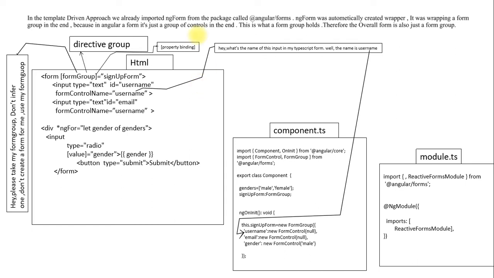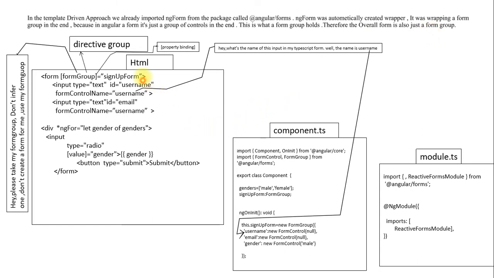Here is some writing: we already imported NgForm from the package called Angular forms. NgForm was automatically created and it was wrapping a FormGroup in the end. This NgForm was also doing the same thing that we are doing here. That's what is saying that in Angular every form is just a group of controls at the end. So the main point is that the form is just a FormGroup in Angular.